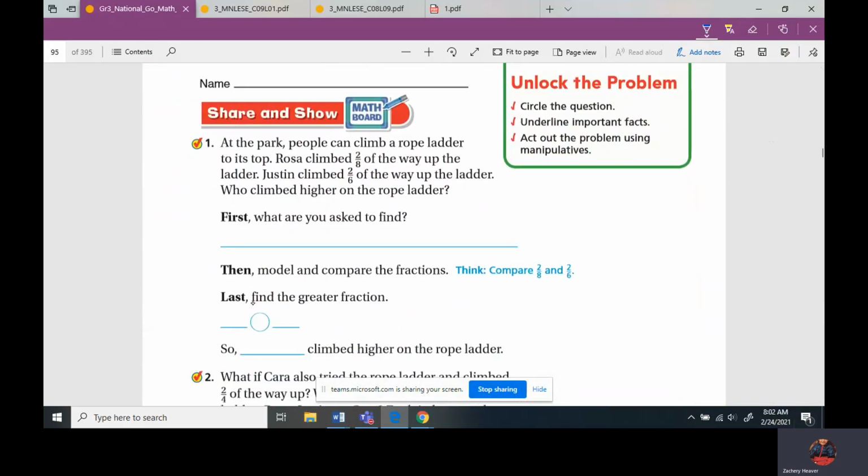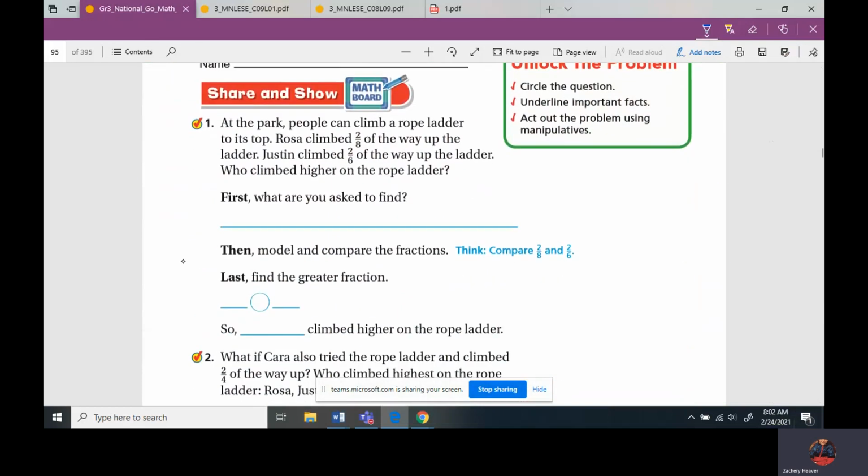Go forward. At the park, people climb a rope ladder to its top. Rosa climbed 2/8 of the way up the ladder. Justin climbed 2/6 of the way up the ladder. Who climbed higher on the rope? First, what are you asked to find? We're asked to find who climbed higher. That's what we're asked to find. It's the last sentence.